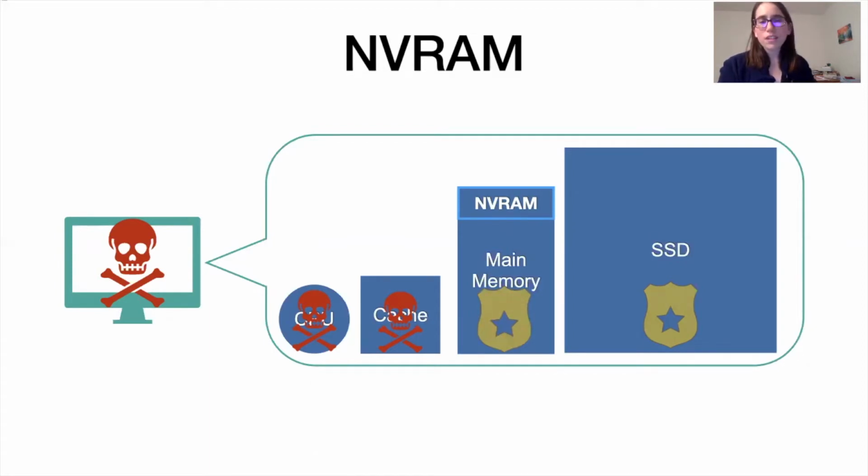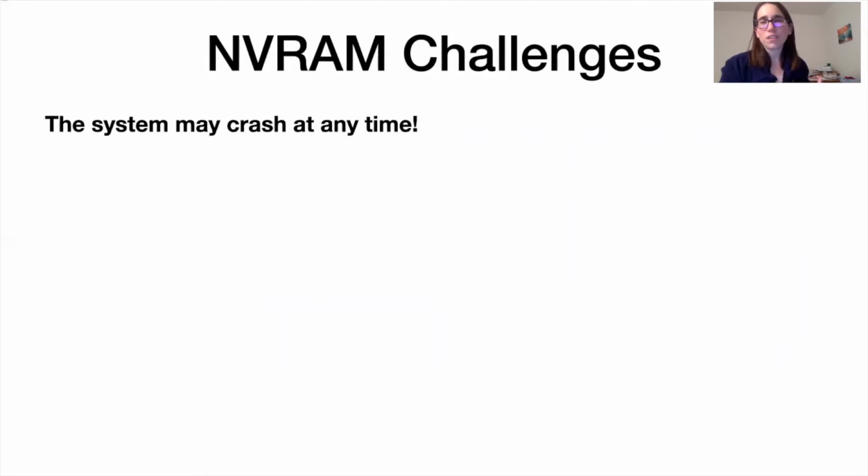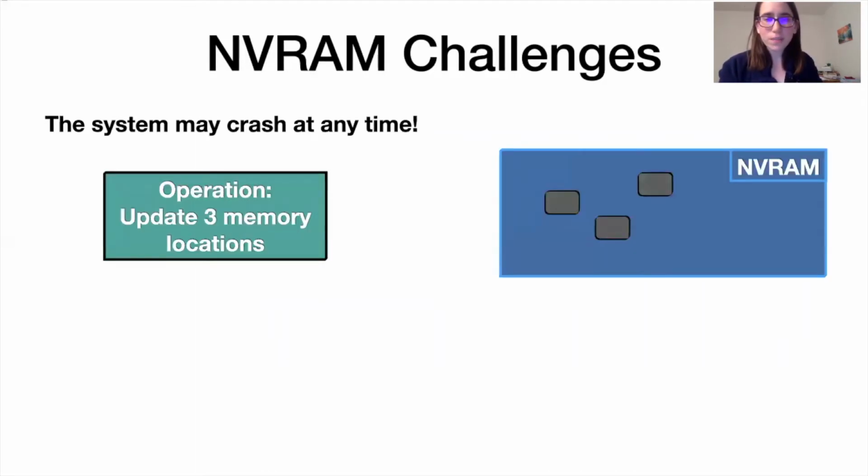Unfortunately, nothing changes for the caches and the registers, so those remain volatile and will lose their contents. Ideally, we'd like to use NVRAM to design faster, persistent algorithms. However, there are a few challenges, and in particular, we have to be prepared for the system to crash at any time. So let's look at an example. Let's say that we have an operation that wants to update these 3 memory locations. It's possible that we get through 2 of those 3 updates, and then we experience a system crash.